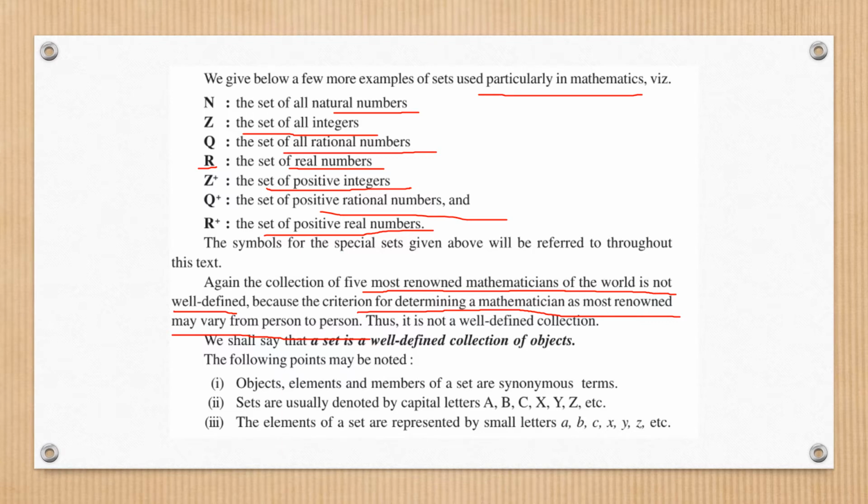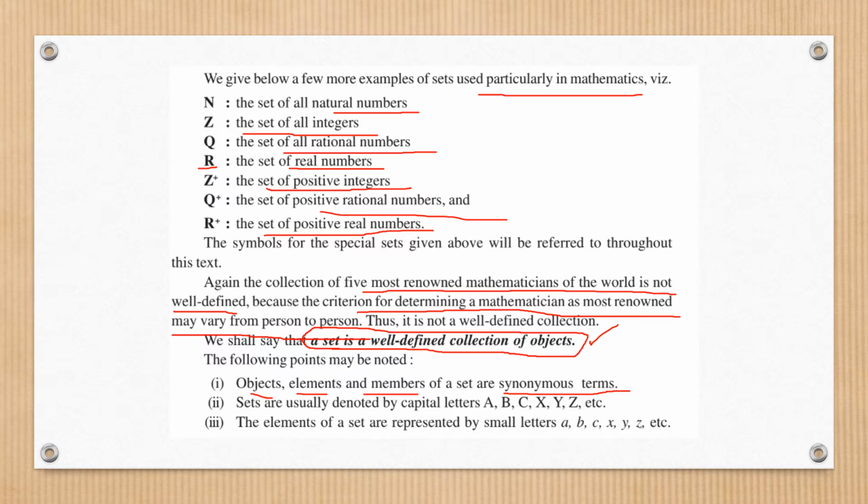We shall say that a set is a well defined collection of objects, right? So this is the definition of a set: a set is a well defined collection of objects. The objects, elements, members, they mean the same thing. When we talk about vowels in the English alphabet, A, E, I, O, U, individually they can be called objects, elements or members of a set. So they are just synonym terms.